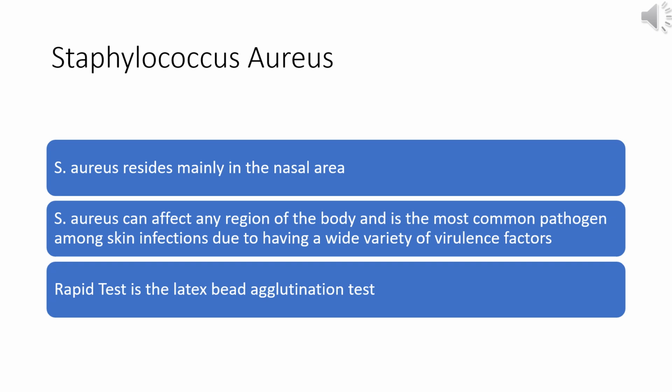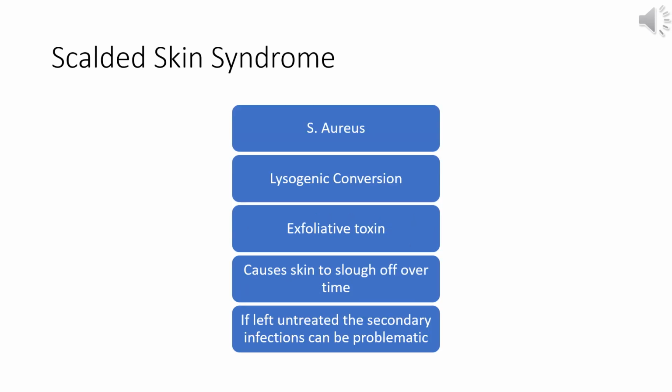There's 2 or 3 different types of tests that you can do. The most recommended one is the rapid test. It only takes roughly about 30 minutes to receive results, 30 minutes to an hour. And what that is, it's the latex bead agglutination test. So, like stated in the previous slide, S. aureus will be mentioned in most of these, because it is the most common.